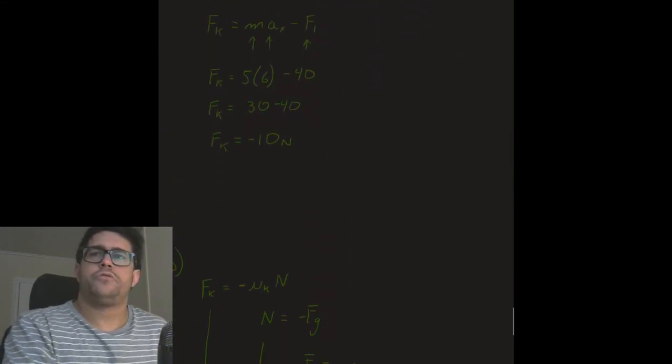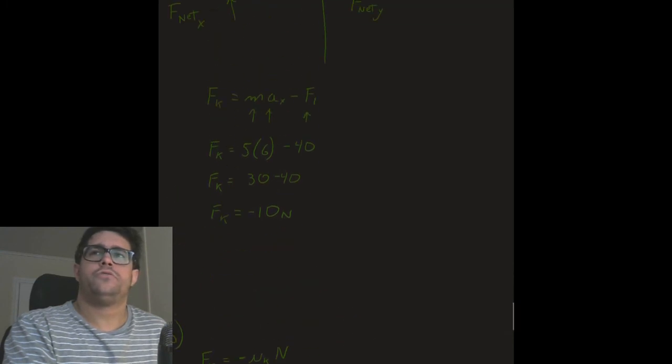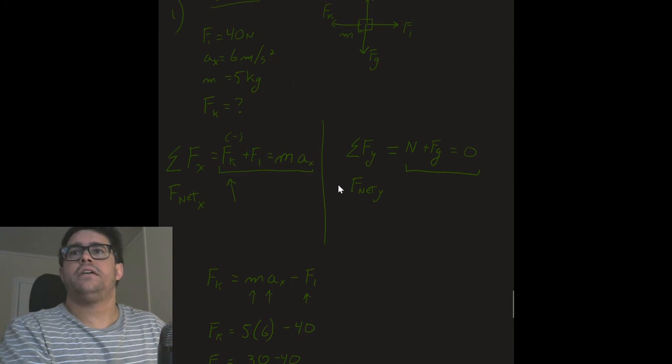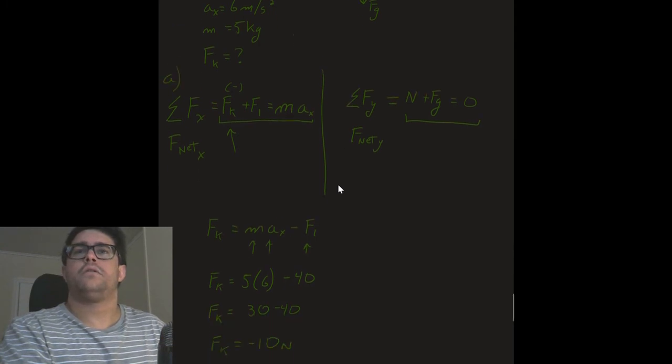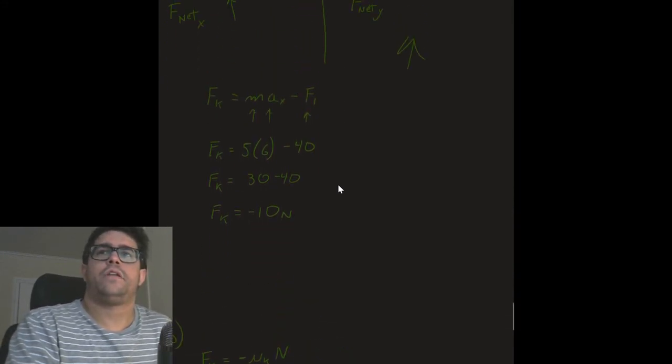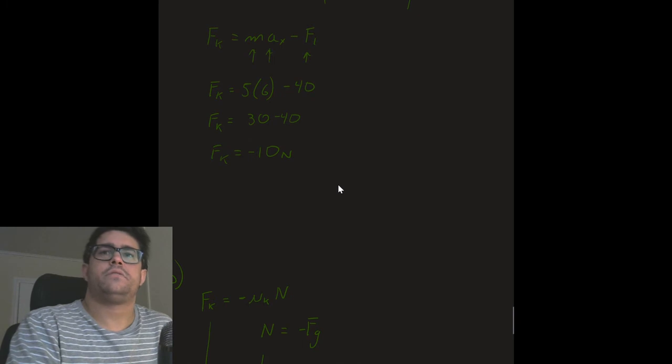We found the friction force. Now we'd like to find the coefficient of friction. So if this is A, you'll notice we haven't used that part yet. We'll get to that. So let's do B.